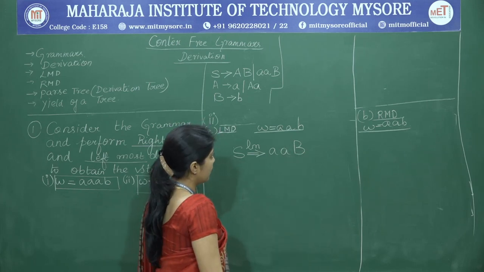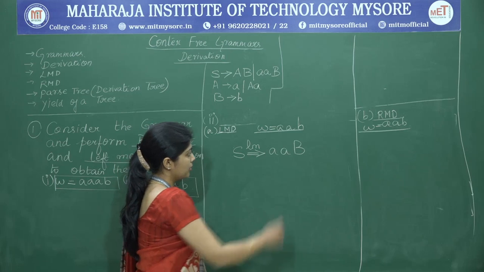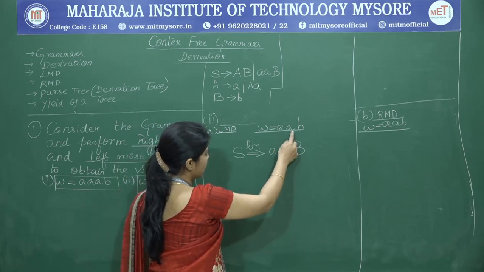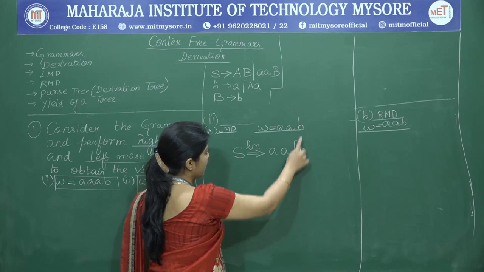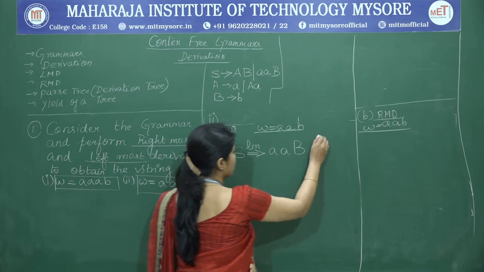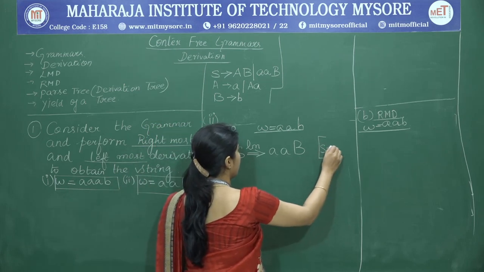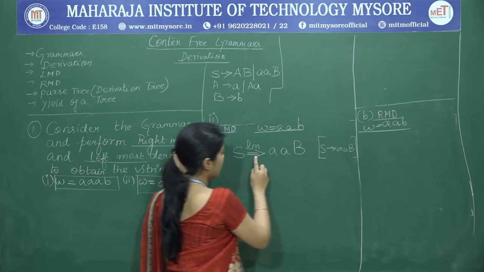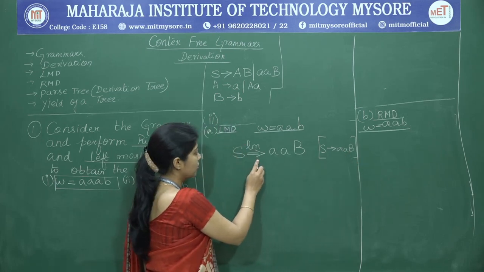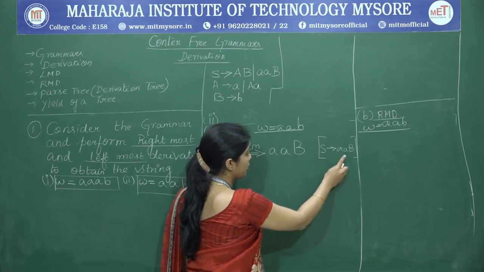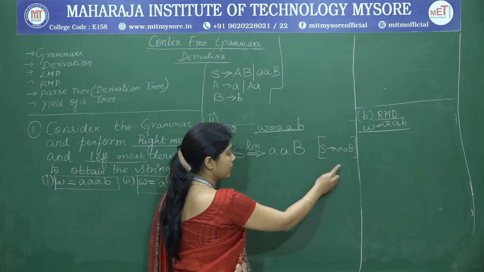The purpose of deriving the string will be served with AAB because we know these 2 A's are already generated and in place of this B we need a small b. So, this could be a better choice. This is the production S goes to AAB. Observe that I am going to write a double arrow mark when I do the derivation and write a single arrow mark when I am representing the production rule of the grammar.